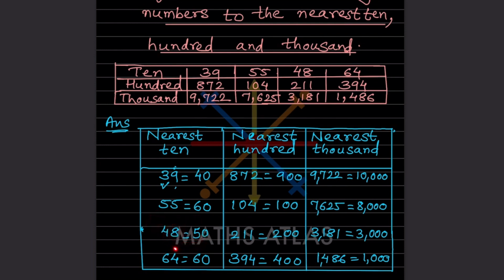Now look at this number. This is the ones place. Ones is less than 5. Less than 5 means it is going to be 0 and this, of course, is going to be the same, 60, means 660.